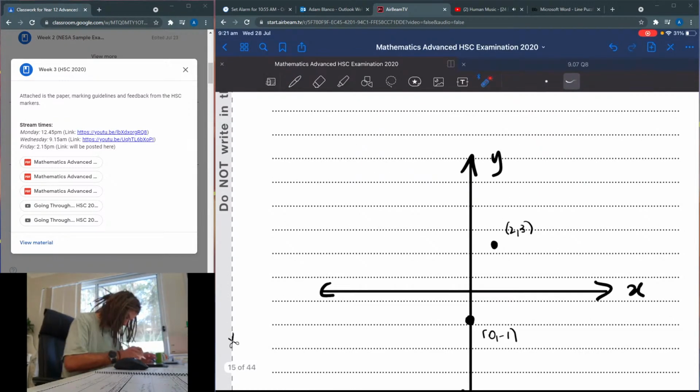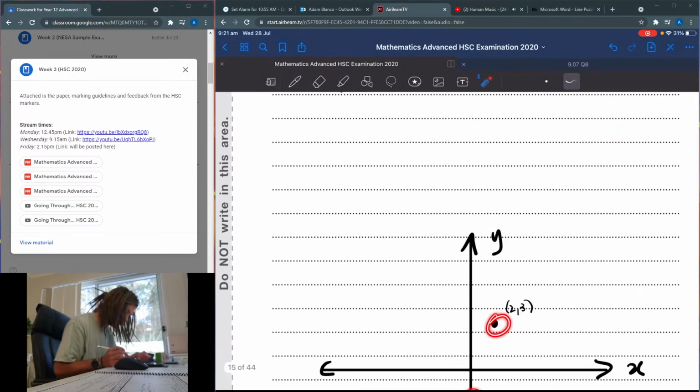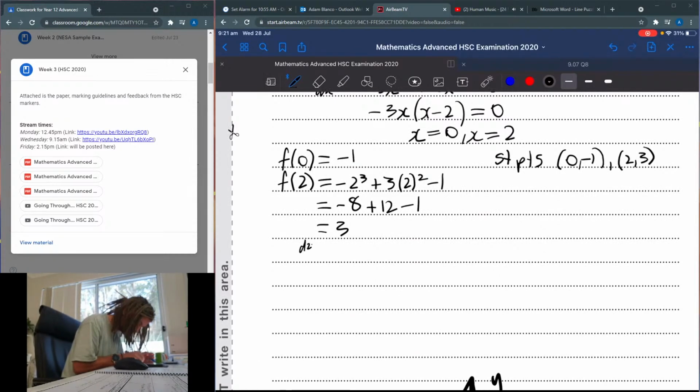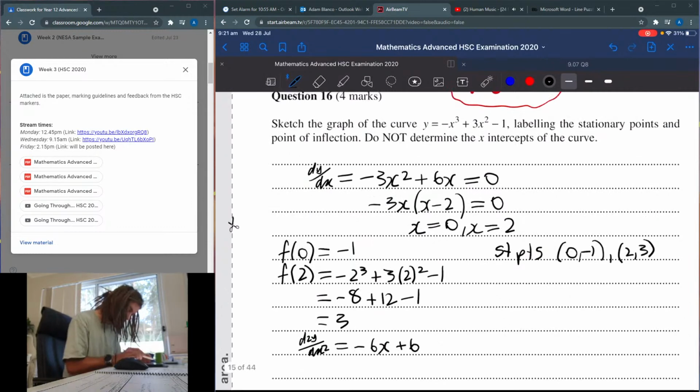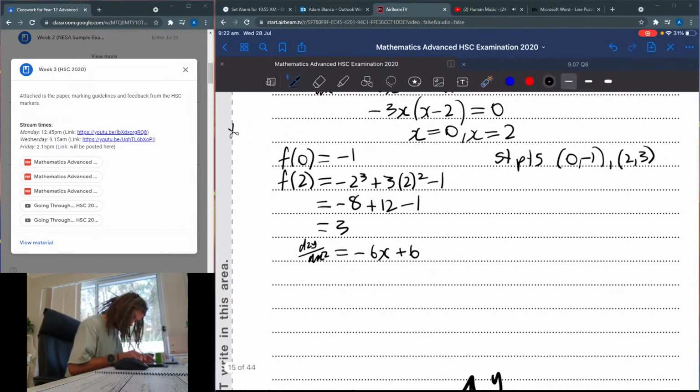Okay, I said before that it was going to look like this, so how can I fit that to my curve? It's probably going to be like that, but I can test the concavity of each of these. So I'll find the second derivative. That's minus 6x plus 6. It has a point of inflection, so set this equal to 0. 6x equals 6, x equals 1.